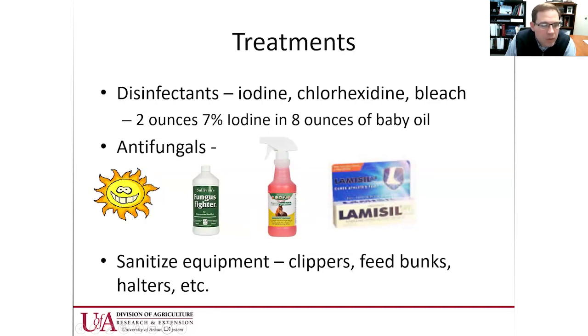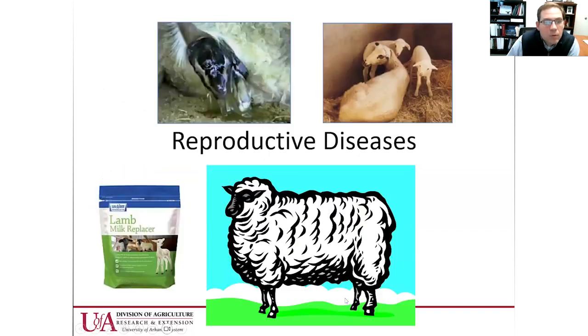And then one of the things to remember, as I mentioned before, is just to sanitize your equipment. You can use a mild bleach solution. I use 1 part bleach, 10 parts water, just in a sprayer bottle like we see in the middle of the screen here. I'll mix that up and then spray things like the halters and the feed bunk and all with that to help control diseases like this.